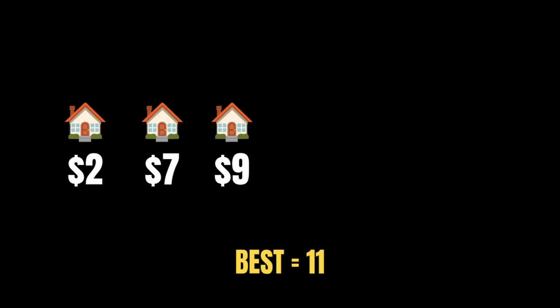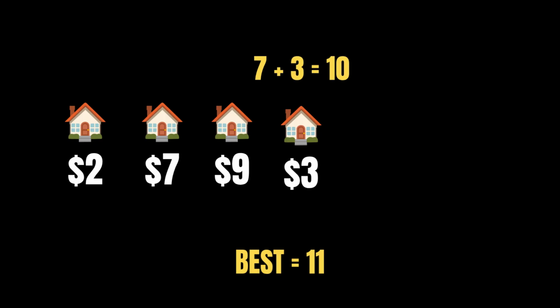Let's apply exactly the same logic to the house containing 3. If we skip 3, we keep our previous best, which is 11. If we rob 3, we cannot rob 9. So we take the best amount from before 9, which is 7, and add 3. That's 7 plus 3, that equals 10. So we choose 11.